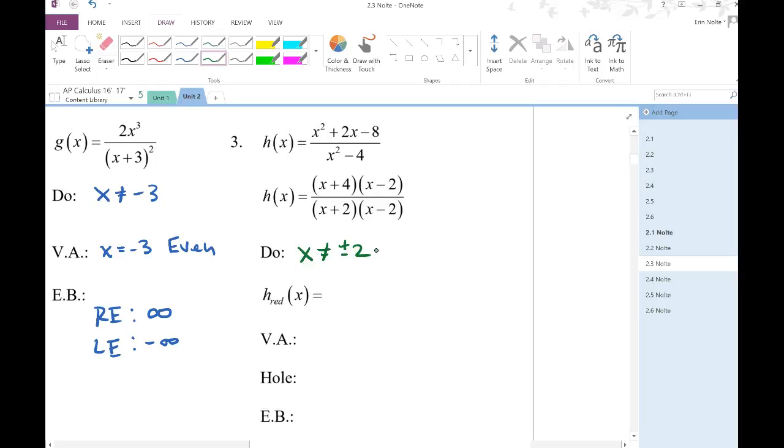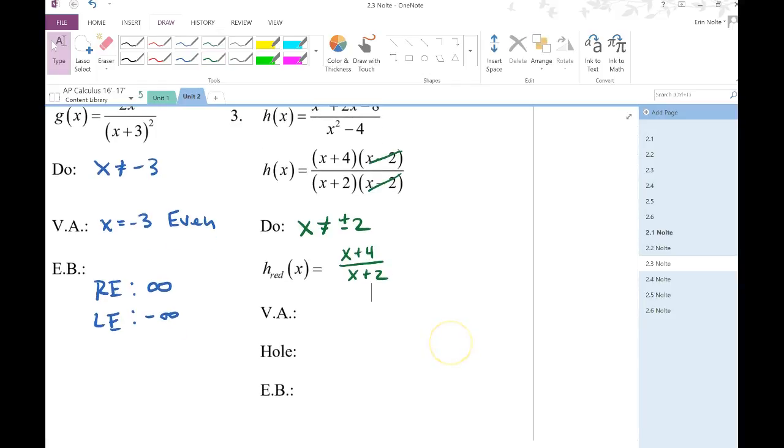Now if I was going to reduce, see this little red right there? That's standing for the reduced version. So what would reduce? Okay, so from then on, I'm basically using the reduced function to figure out the rest of this. Okay, so vertical asymptote. Is there a vertical asymptote? X equals, good. And is it an even or odd vertical asymptote? Odd, excellent. Everybody okay with that?